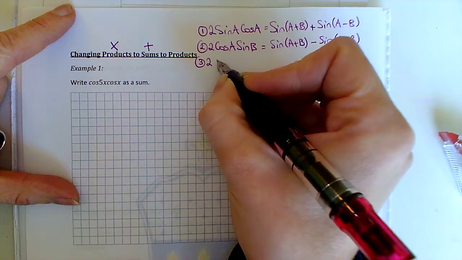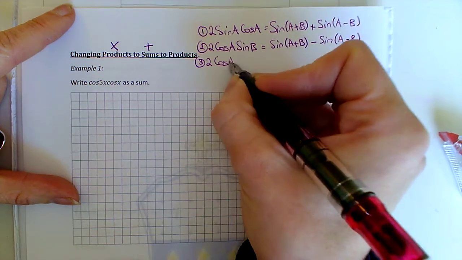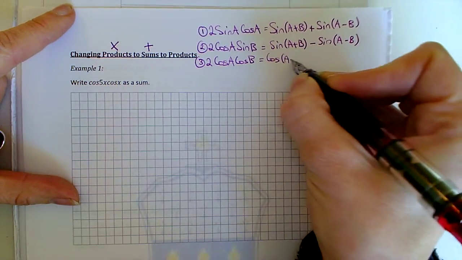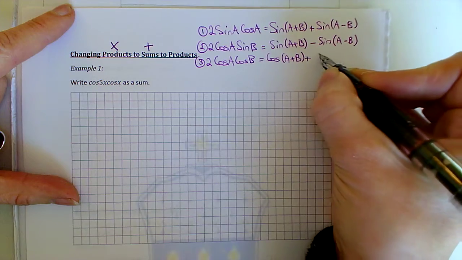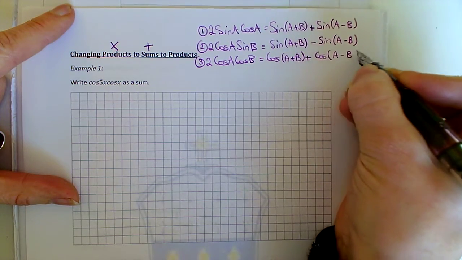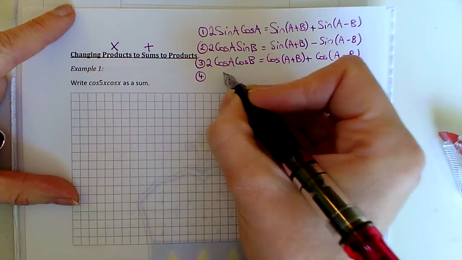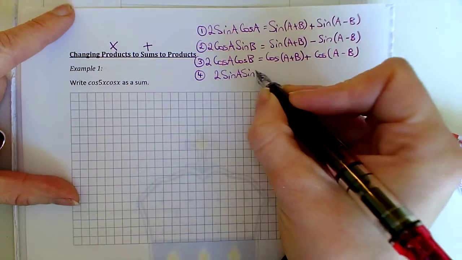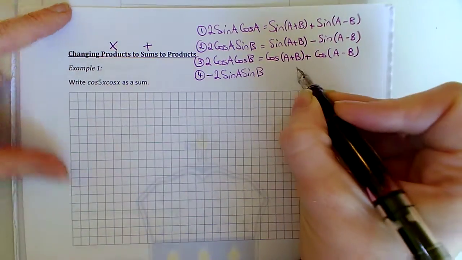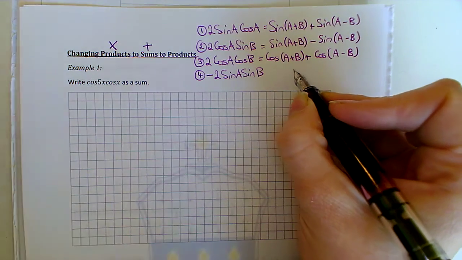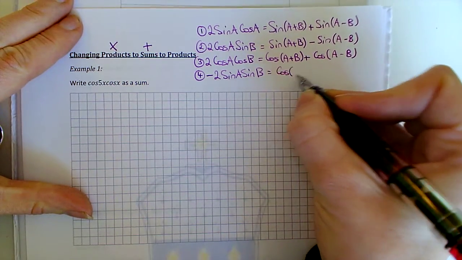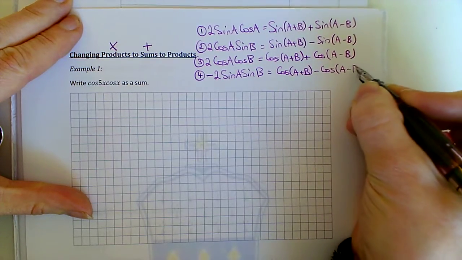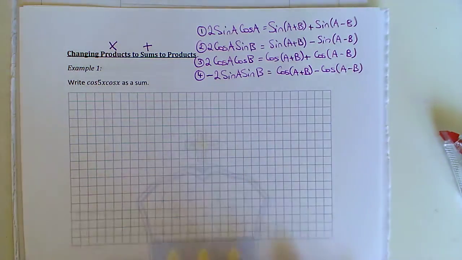Now, that's if cosine and sine are multiplied together. If cosine of one angle is multiplied by cosine of another angle, then we get this formula: cosine of the two angles added plus cosine of the two angles subtracted. And finally, if I have two sines in my question, I need to put a minus in front of it, and I get cosine of the two angles added, take away cosine of the two angles subtracted. So like I said, those formulas are in the log tables.